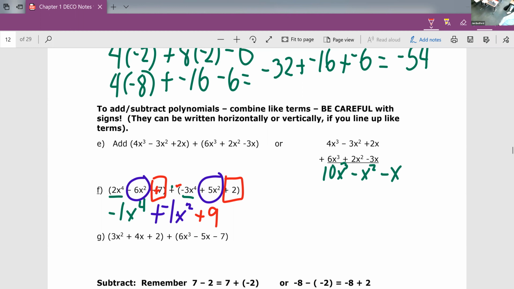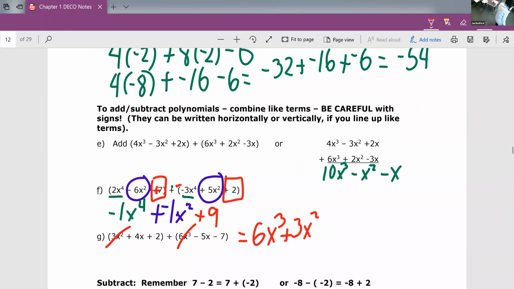Notice in here, this one has an x squared, this one doesn't. This one has an x cubed, and this one doesn't. So sometimes that happens. If I go to combine these, what would I get? What's the highest x? Okay, 6x cubed, I'm gonna write it down. It didn't have anything to combine with. Plus 3x squared.